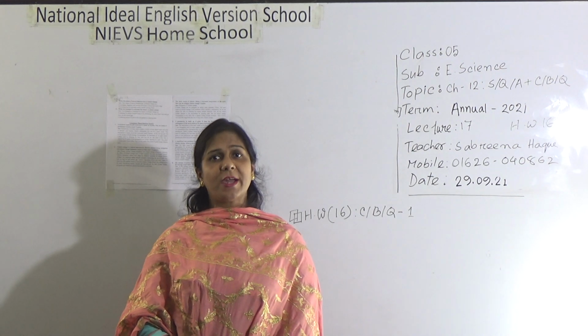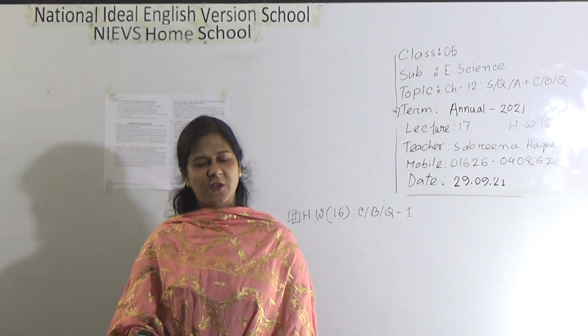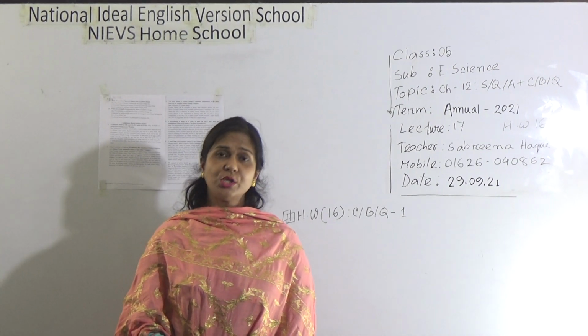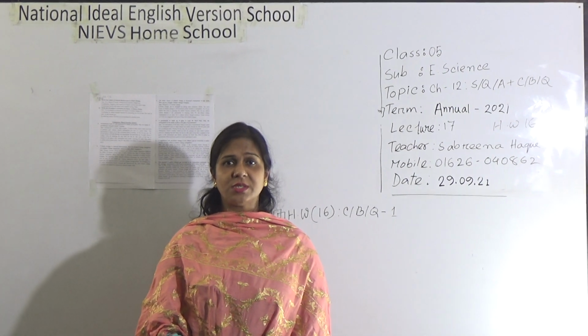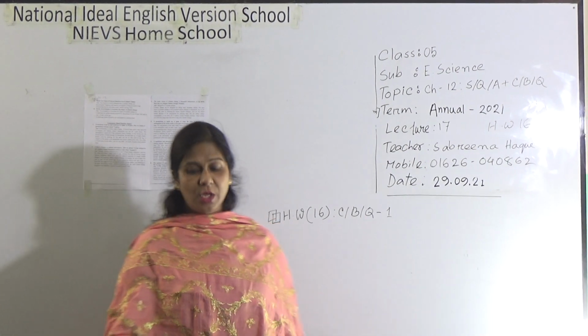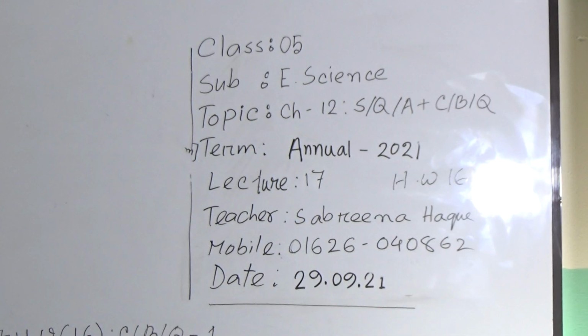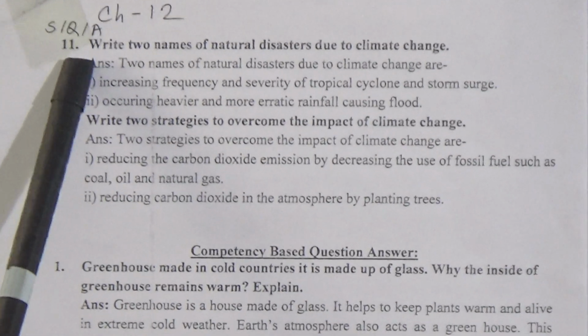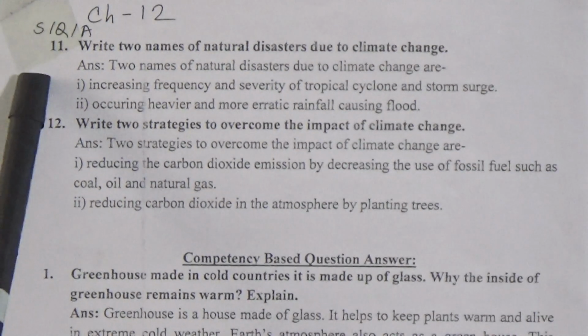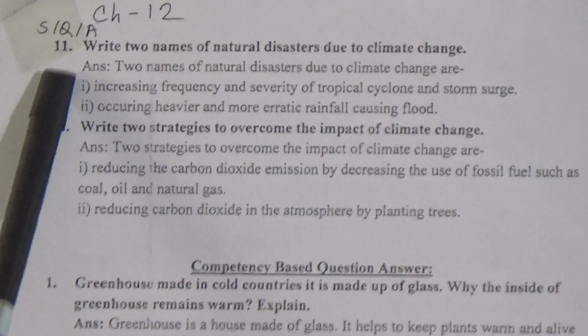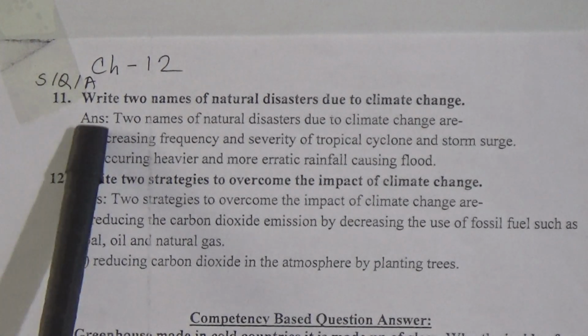Dear students, today I am going to take a science class for class 5 students based on short question and competency based question answer which belongs to chapter 12. So let us move forward to this topic. Dear students, the name of the chapter is climate change, and in our previous class we already discussed short question answer 1 to 10. Today we will start from question 11.